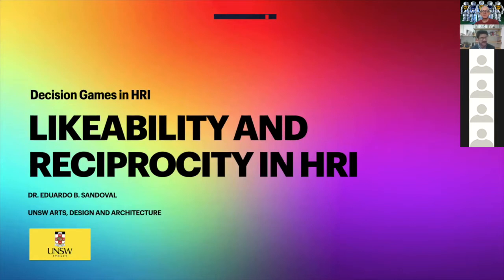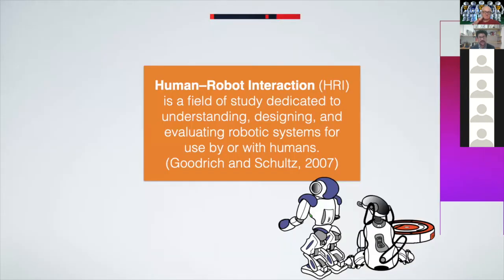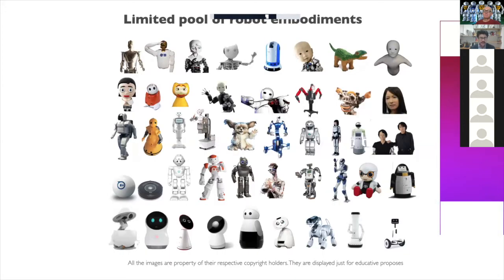Okay, perfect. Well, thank you so much for having me here. Today I will present my work related to reciprocity in human-robot interaction that relies fully on decision games, which are a particular technique of game theory. This work is applied in human-robot interaction, which is the field of study trying to understand, design, and evaluate robotic systems for use by or with humans, which is a very general, broad definition of this field. And this is the kind of social robot that we have at the moment.